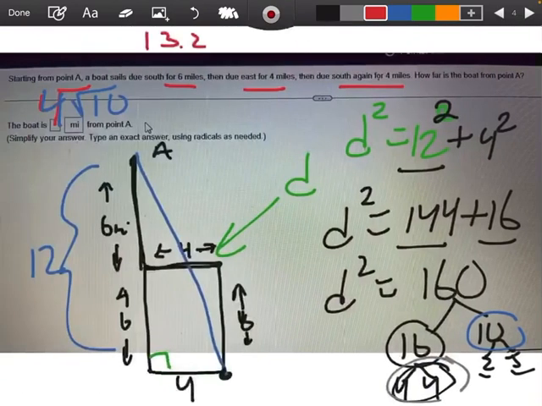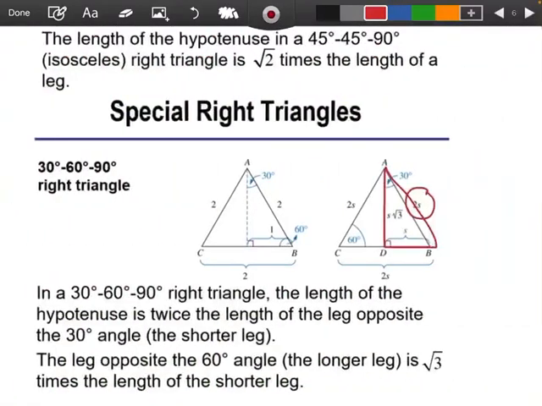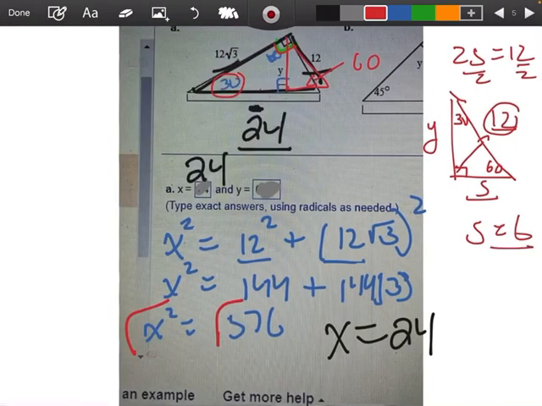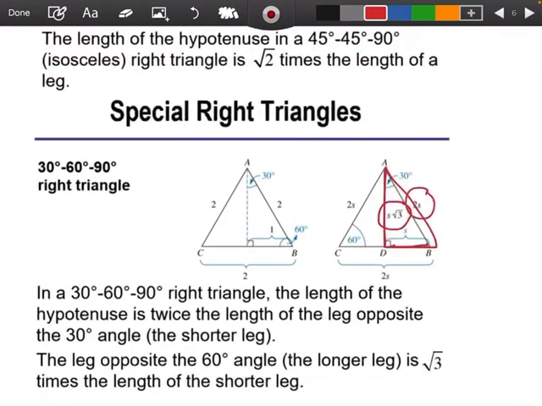Then I'm going to come back this way and say, well, what about this guy right here? If this guy is s, this is s times the square root of 3. So if this side is 6, then y should be 6 times the square root of 3. And again, y'all, what I'm doing is coming back and looking at my 30, 60, 90 triangle. That's basically how I'm able to figure this out.